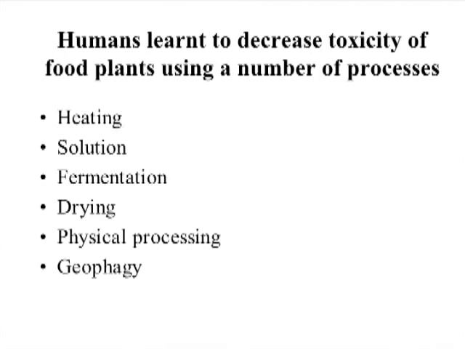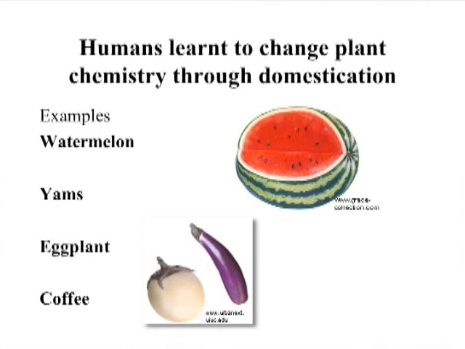So things like heating to decrease it, things like putting them in solution so that they'll leach out, fermentation, drying them out, different kinds of physical processing, and geophagy, which is eating clay. We've not only learned these physical ways of getting rid of the toxins, but we have also learned to change plant chemistry through domestication.